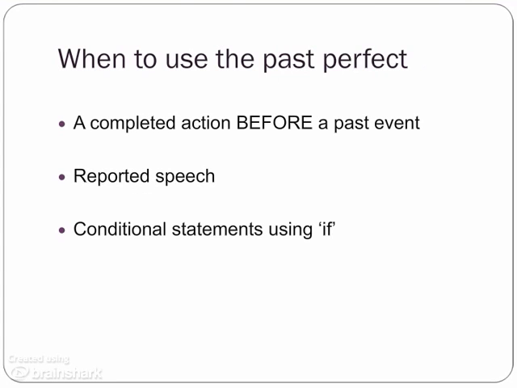Okay, we're going to discuss three main ways to use the past perfect tense in our writing. First of all, to describe a completed action before another past event. Secondly, in reported speech, in which the person is talking about something in the past. And finally, for conditional statements using if.